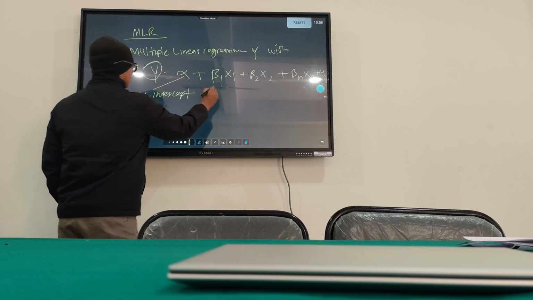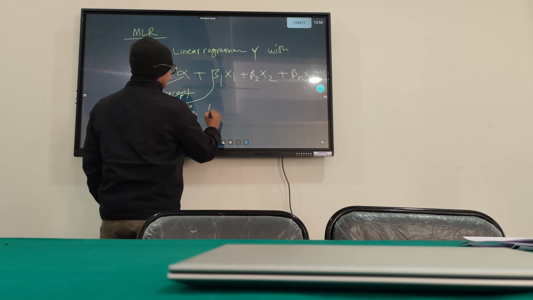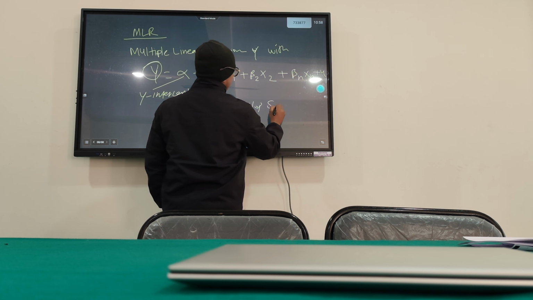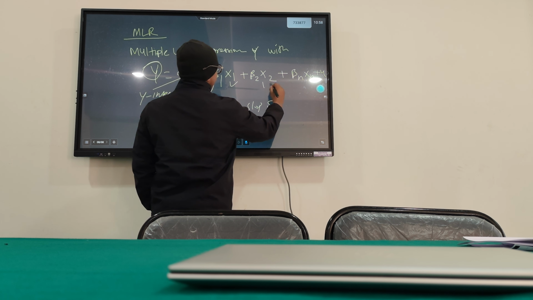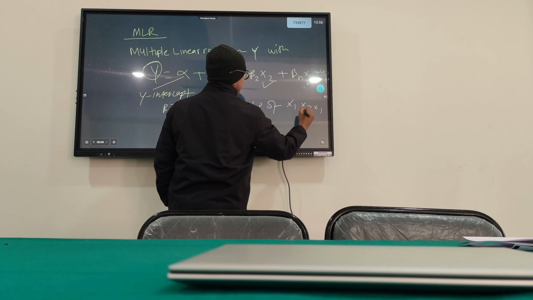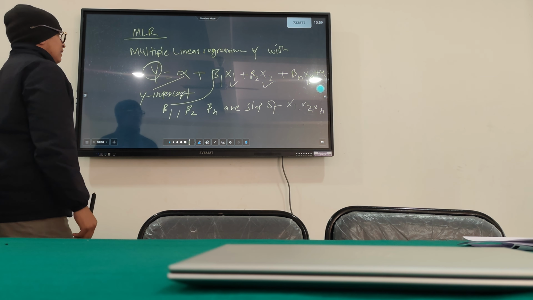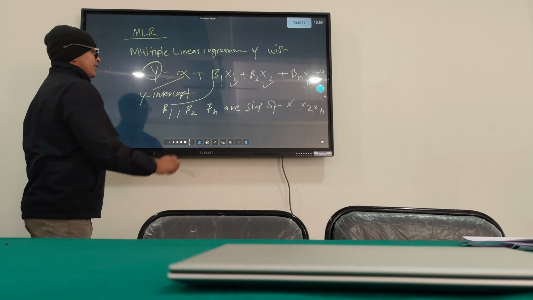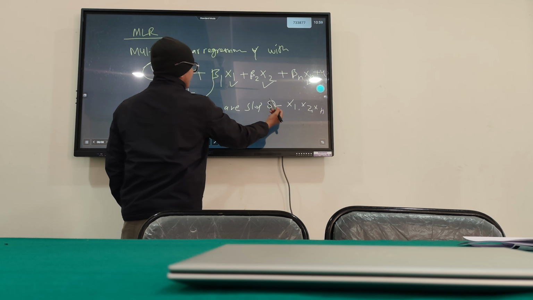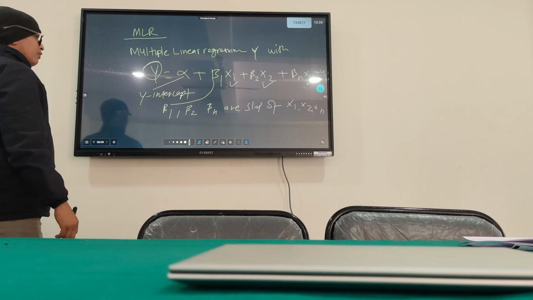Now beta 1, beta 2, beta n are the slopes of X1, X2 and Xn. This is the y-intercept, and beta 1, beta 2, beta n are the slopes of x1, x2 and xn. Like this you have to consider it.